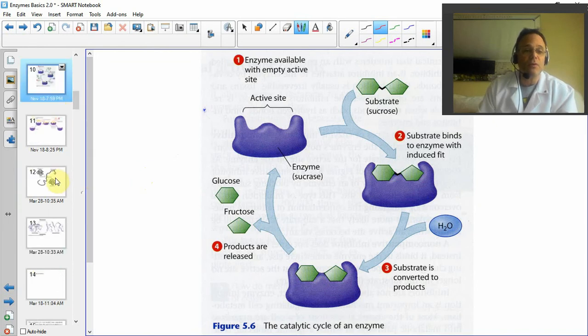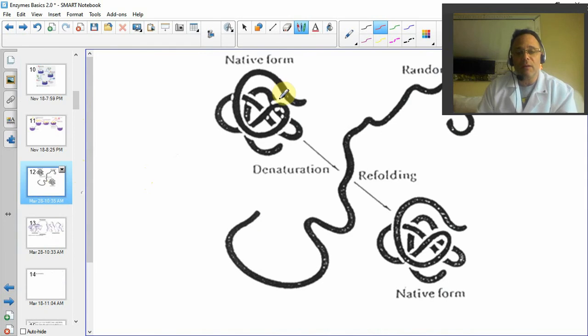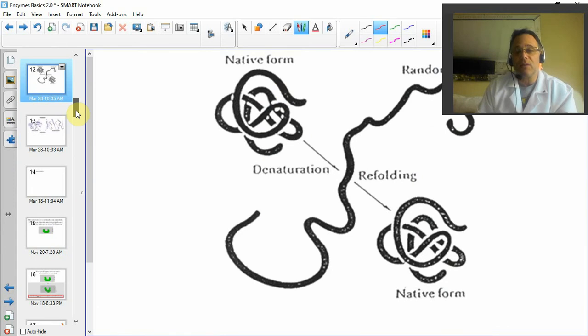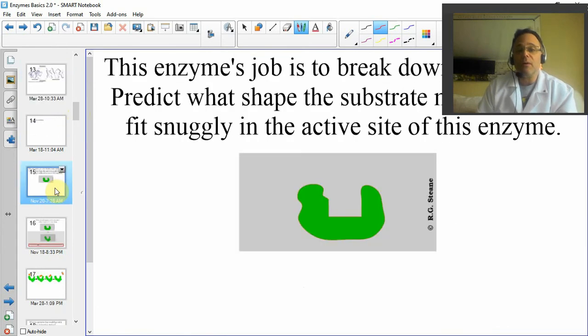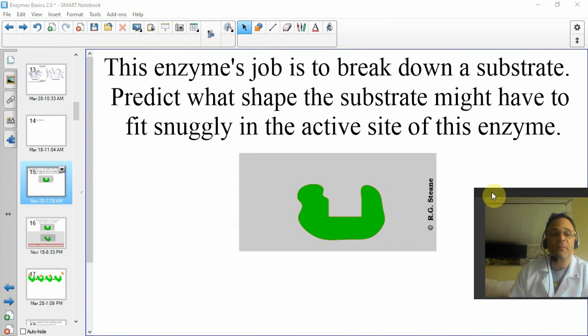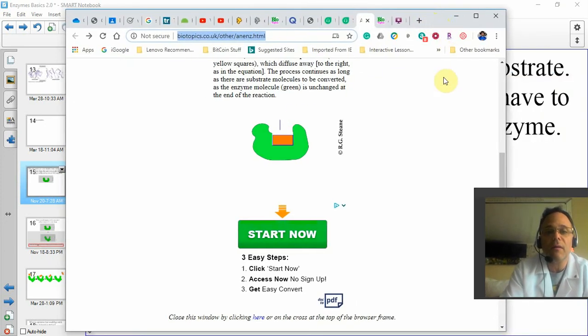I am going to continue and show you what happens when an enzyme gets out of shape. And if an enzyme gets out of shape, we got a problem. That active site is no longer available. So quickly show you this, and to show you this, this enzyme's job is to break down substrate. Predict what shape the substrate might have to be to fit in snugly. Let me drag in for you the answer. Okay, here we go. And if you thought square would fit into the active site, you're absolutely right.